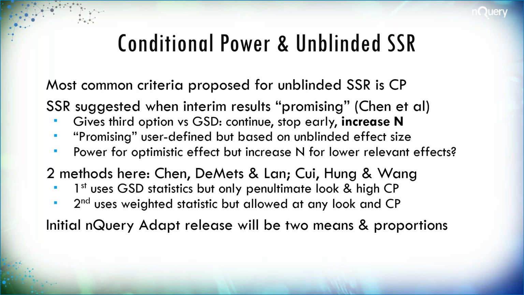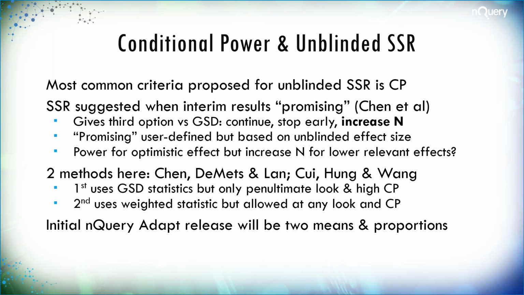There are two main methods put forward, one by Chen, DeMets, and Lan, and one by Cui, Hung, and Wang. The first is the one I'm going to focus on, because you can use the exact same statistics and analysis as a group sequential design using Chen, DeMets, and Lan if you're willing to follow two constraints. One is that you only do a sample size re-estimation at the penultimate look, and the other is that the conditional power has to be above a certain threshold value.